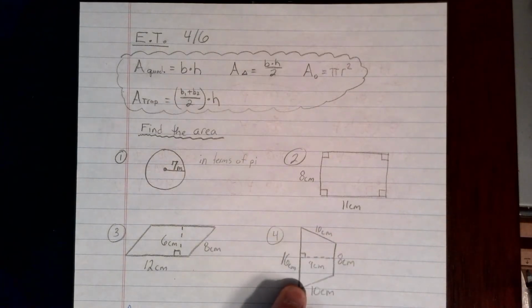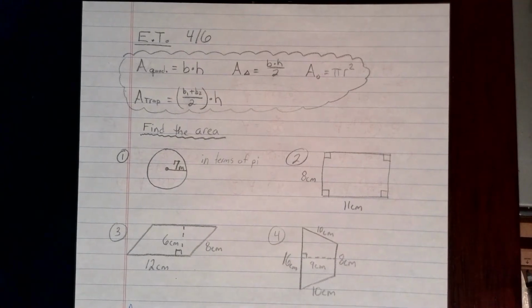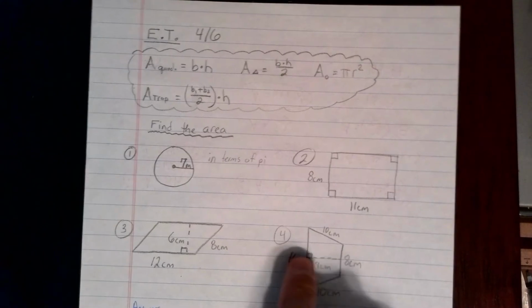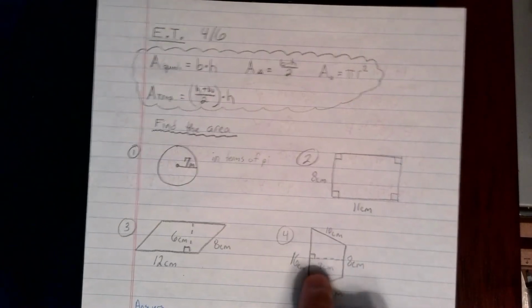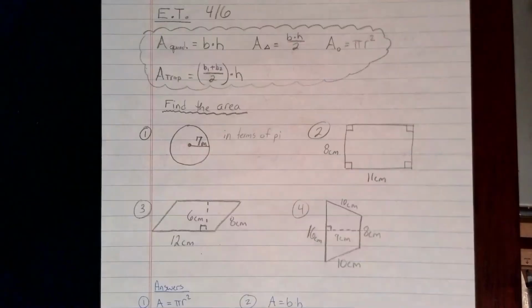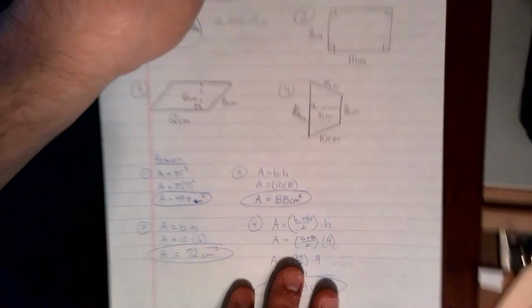Alright, so I talked about that before, but I haven't shown you a problem, I think, on the side like that. So 16 and 8 would be your bases, and 9 would be the distance between the bases, which would be considered our height, even though it's sideways. So if you turned it like this, it would look more like what you're used to. Alright, so it's still the same shape even if you draw it sideways. So let's take a look at your answers, see how you did.